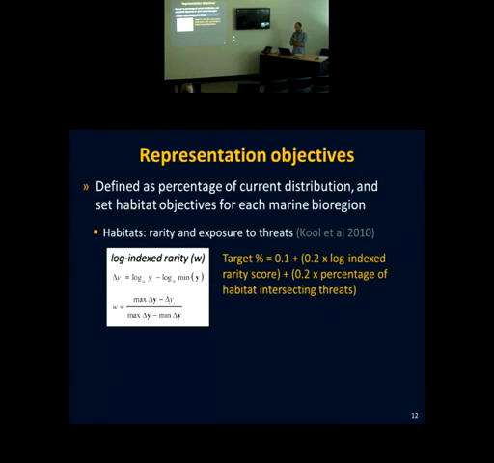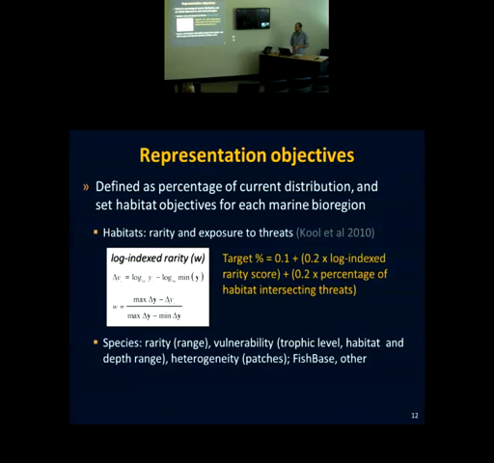And the second related to the rarity, or how abundant the system was in the marine region. The species targets were developed very similarly. The vulnerability was calculated in a different way based on trophic level, habitat breadth, and the range of depth. And we added an additional element, which was heterogeneity, which is basically a measure of how patchy the distribution of the species is within the system. We gathered some of this information from FishBase and other local databases.